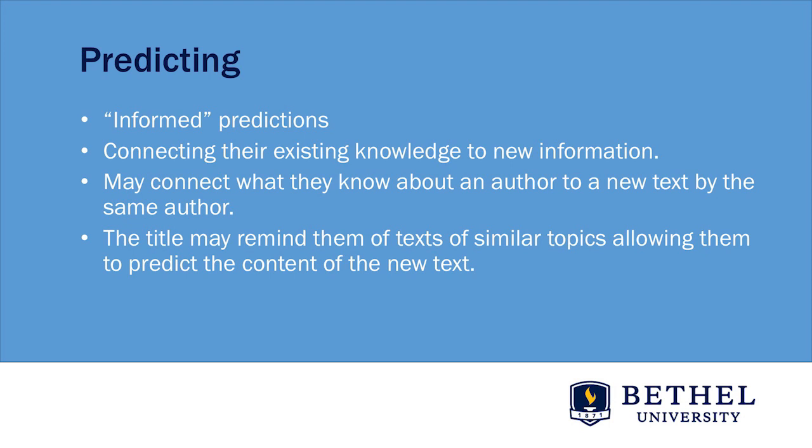Predicting is the next strategy. This is an easy one to introduce to very beginning readers. Predicting is more than just guessing. It's guessing or predicting using information provided by the author and illustrator. We call it informed predictions. Students are connecting their existing knowledge to new information. They may connect what they know about an author to a new text by the same author. The title may remind them of texts of similar topics, allowing them to predict the content of the new text.